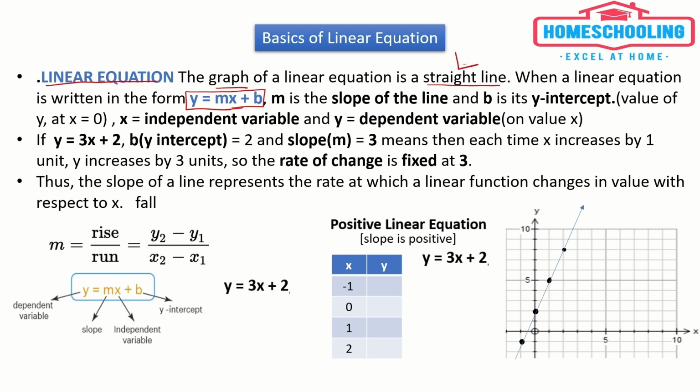Now, the graph of a linear equation is always a straight line. So it can be an increasing graph, or it can also be a decreasing graph. And it's written in the form y = mx + b. Now, b is called the y-intercept. So what is the y-intercept? The value of y at x equal to 0. So let's put this, our basic equation here.